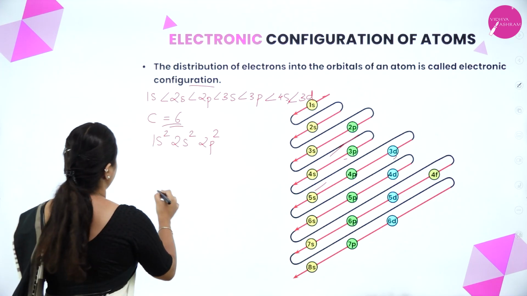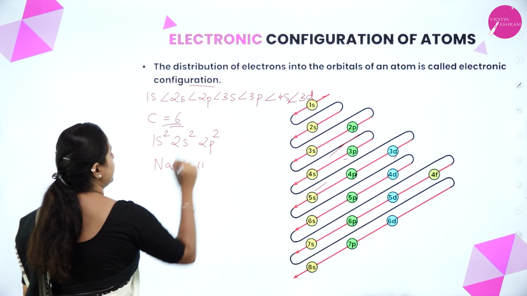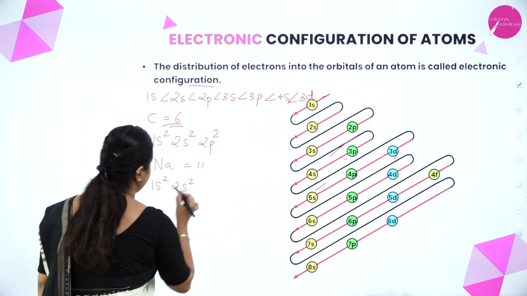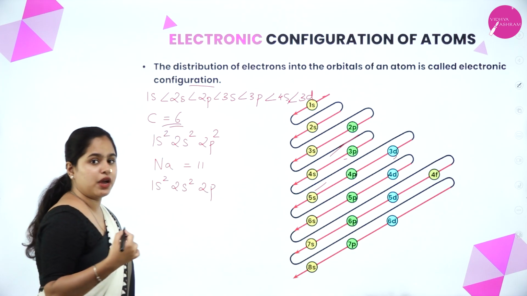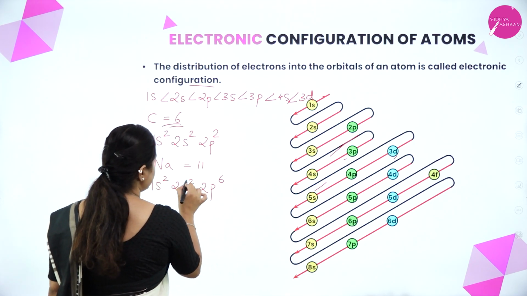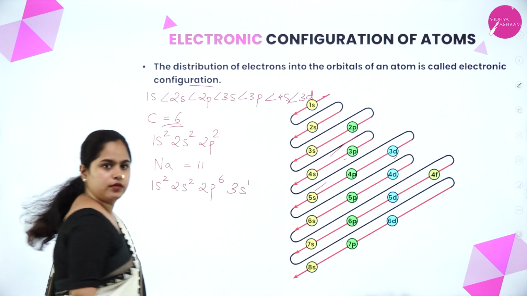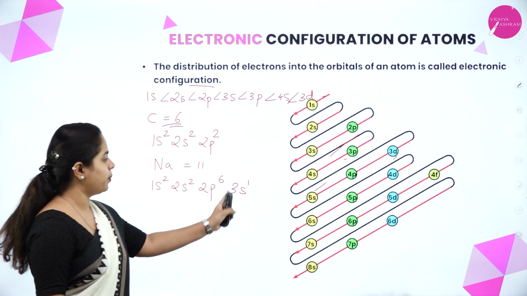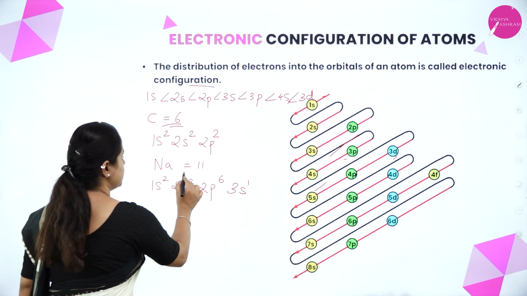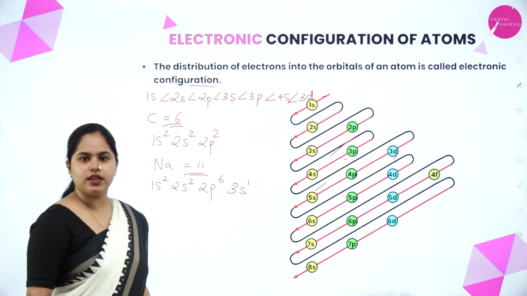Let's take one more example, sodium, which has atomic number 11. In the same way, in increasing order of energy, it will be 1s2, then 2s2. Then 2p. How many electrons can 2p hold at maximum? 6, right? 3 orbitals, 6 electrons. So 2p6. Now it is 7, 8, 9, 10. We need one more, so that becomes 3s1. So 1s2, 2s2, 2p6 and 3s1. 6 plus 1, 6 plus 2, 7, 8, 9, 10, 11. Yes, this is the electronic configuration of sodium. This is one way in which you can represent it.